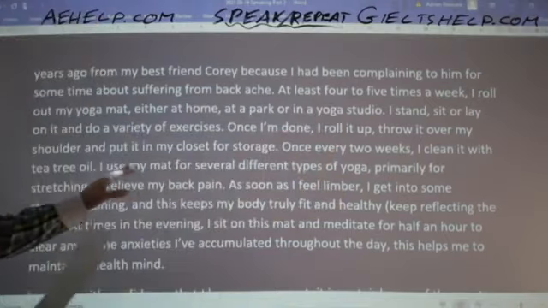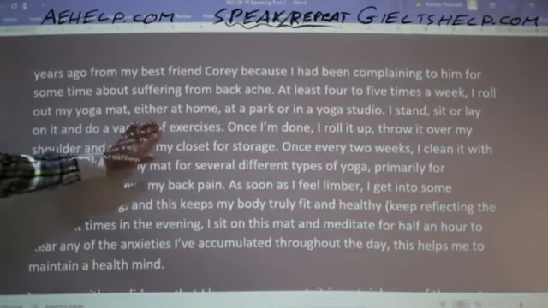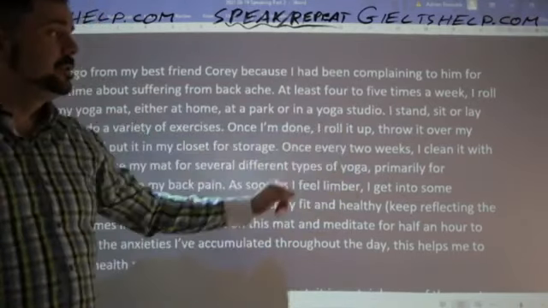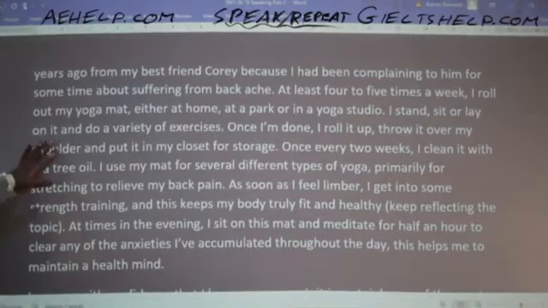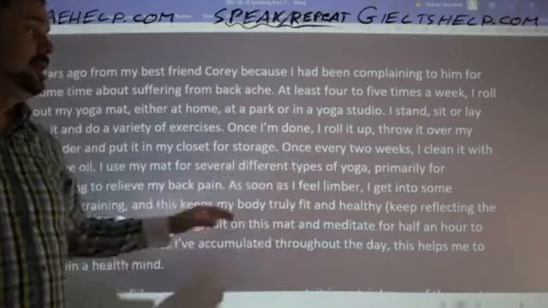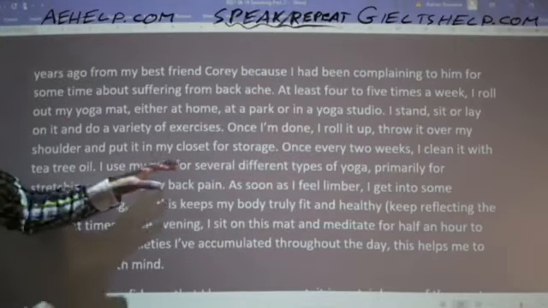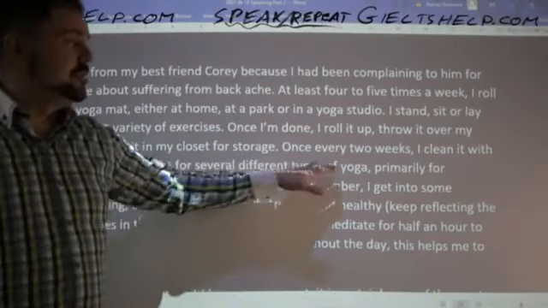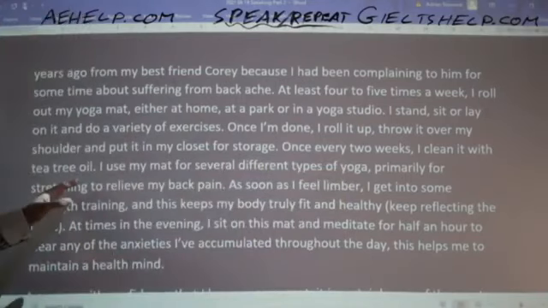At least 4 to 5 times a week, I roll out my yoga mat, either at home, at a park, or in a yoga studio. I stand, sit, or lay on it and do a variety of exercises. Once I'm done, I roll it up, throw it over my shoulder, and put it in my closet for storage. Every 2 weeks, I clean it with tea tree oil.